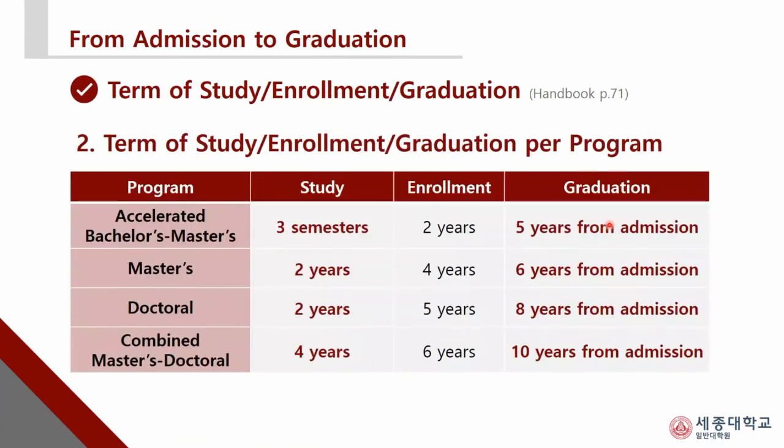These are the term of study, enrollment, and graduation per program. So for example, if you are a master's student, you need to enroll for 2 years or 4 semesters, regardless of whether you are taking any courses or not. And you need to graduate or get your thesis finally approved within 6 years from admission.